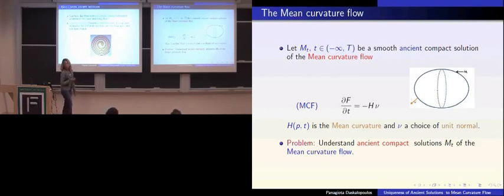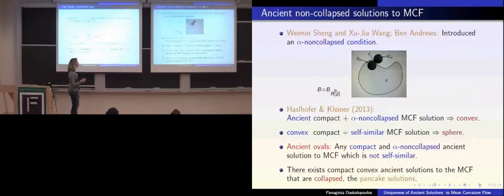Because it's compact, so if it's smooth, I mean curvature flow, everything will be smooth because you have the smoothing effect. It's not like Gauss curvature. Yeah. Okay.